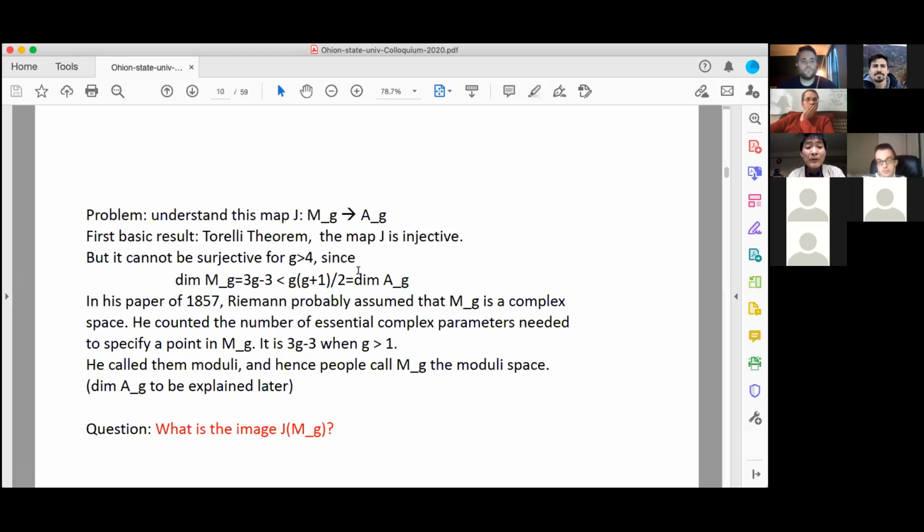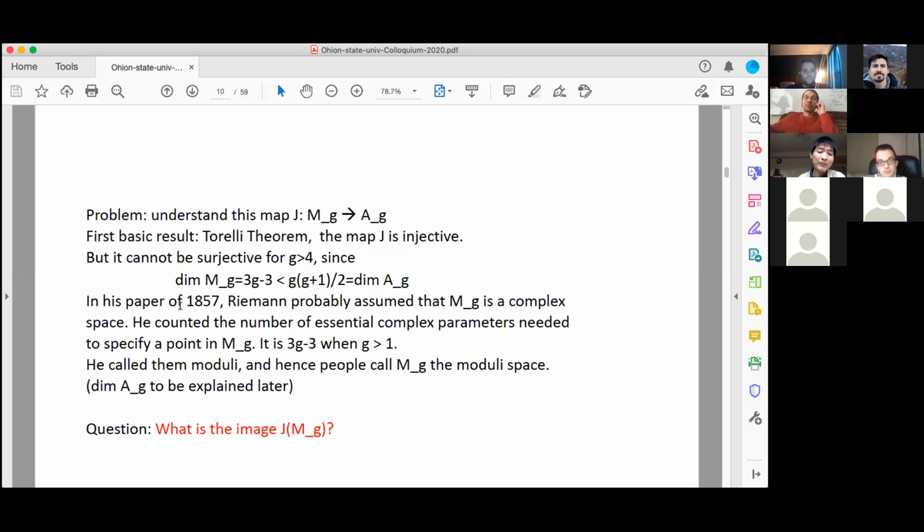Now, one important problem is to understand this map from M_g to A_g. Here's the first basic result. It's the Torelli theorem: the map is injective. So M_g injects into A_g. But it cannot be surjective when g is bigger than or equal to 4. The reason is that the dimension of M_g is 3g minus 3, and the dimension of A_g is g times (g plus 1) over 2. You can compute when g equals 4: this is 9, here is 10.